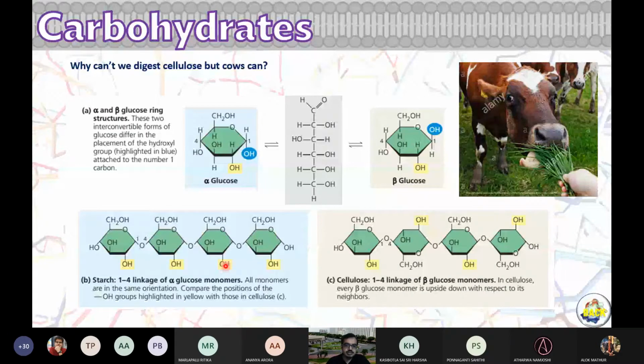Now there is one particular issue I just discussed, that we cannot digest cellulose. A cow can, because there is a specific kind of linkage here. This is alpha and this is beta. It's kind of that both forms are in equilibrium. What is the difference here? The carbon 1 OH group is below in the alpha form, and the carbon 1 OH group is above in case of the beta form of glucose.